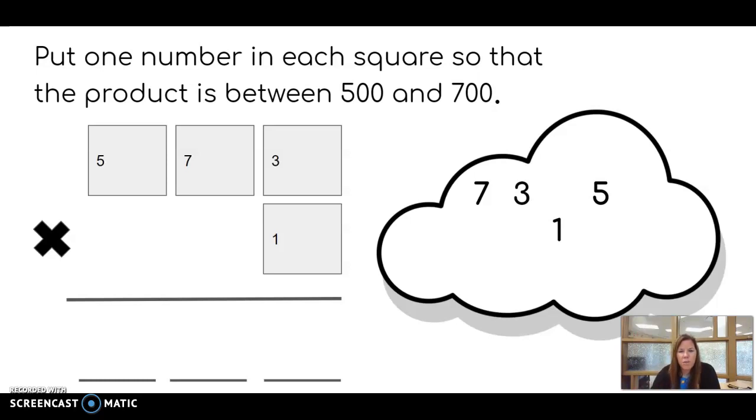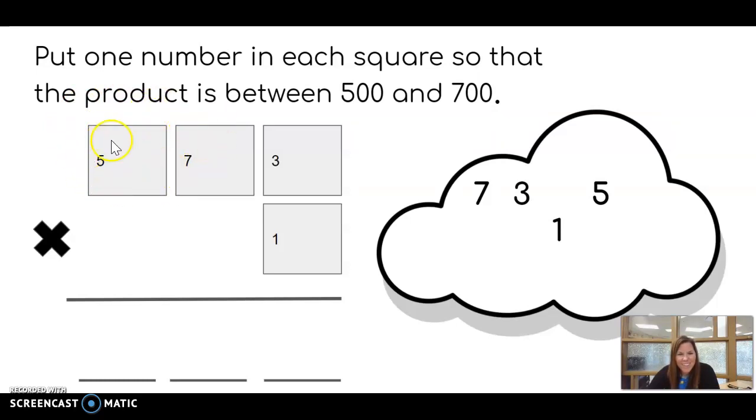All right, so for example, it says put one number in each square so that the product is between 500 and 700. So right away, I moved the 1, and then I moved the 5, the 7, and the 3. Now, if I would switch those two around, that wouldn't have worked. So you're going to have to use your deductive reasoning, some logical thinking, and you might not get it right the first time.